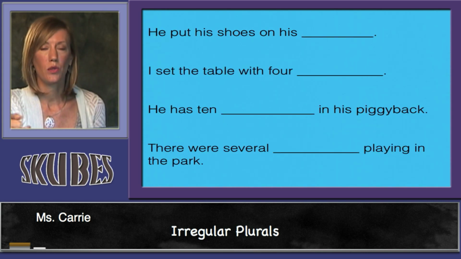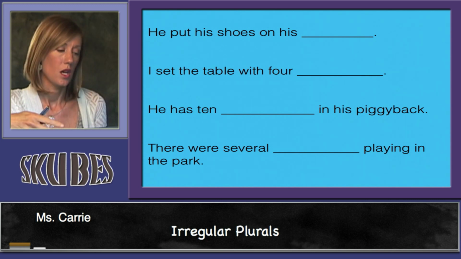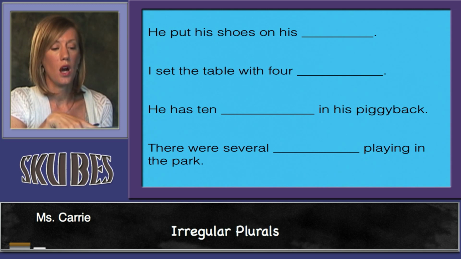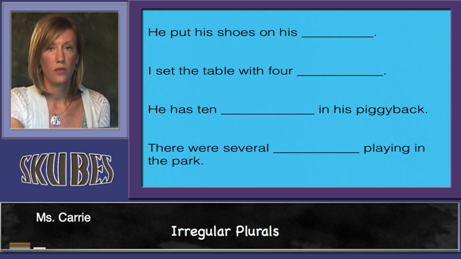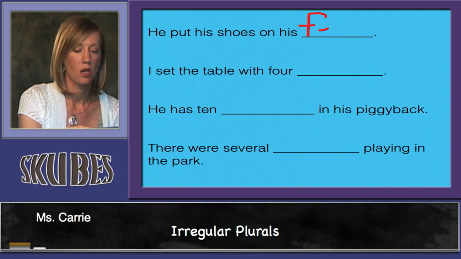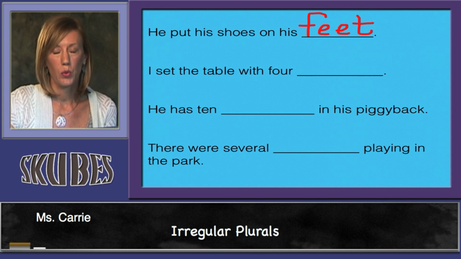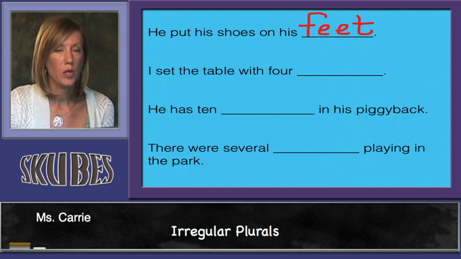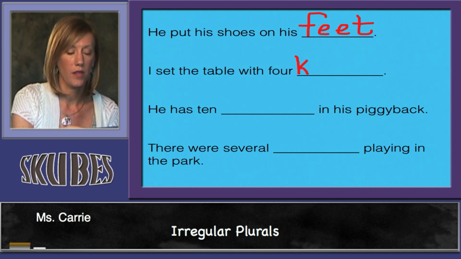Now let's try to use the rules that we discussed to fill in some blanks here. He put his shoes on his blank. Well, we wouldn't say he put his shoes on his foot. We would say he put his shoes on his feet. I set the table with 4 blank, we wouldn't say knifes, we would say knives. Now that's the rule where you have to drop the F and add the V and the S at the end.